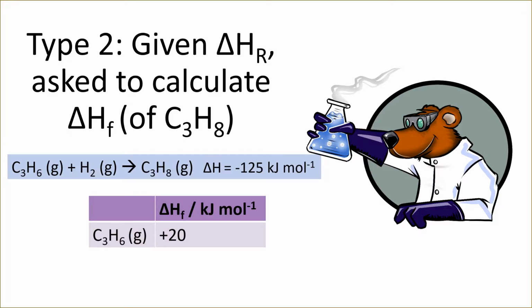In a slight variation on that first type of question, we may have one that is basically laid out the same, but instead of being given delta HF and asked to calculate the overall energy change, we're given the overall energy change and asked to work out the standard enthalpy of formation. So in this question, I've got propene being hydrogenated to make propane, and I'm given the enthalpy change of formation for propene, but asked to work out what it will be for propane, given that the hydrogenation reaction has an overall delta H of minus 125.